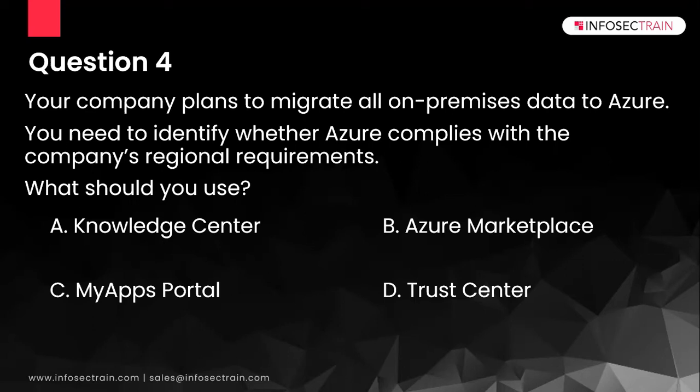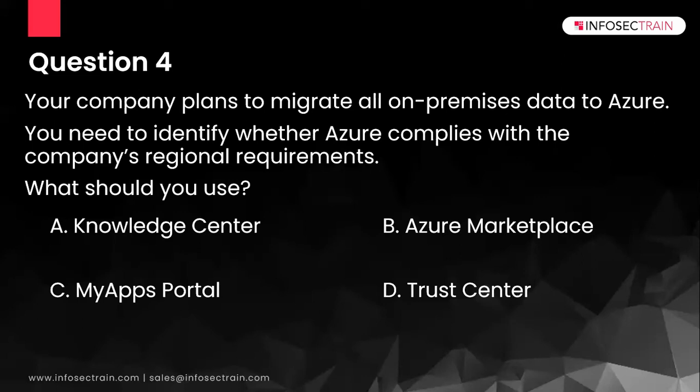Then we have B, Azure Marketplace. Marketplace is a place where you will find out what resources are available on Azure and which one you want to deploy. Then we have the My Apps Portal. In the My Apps Portal, we get an interface where we can see all the apps that are assigned to us or being used by us. Your admin has given you access to 4 or 5 apps. So when you log in, you will find these are all the apps that are allowed for you. If you want to add some new apps, you will add them to the My Apps Portal.